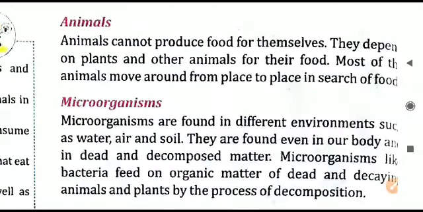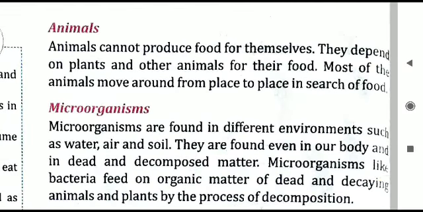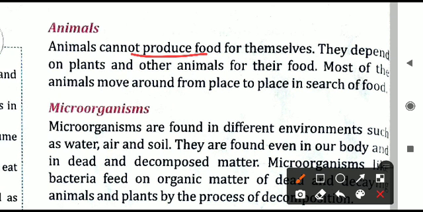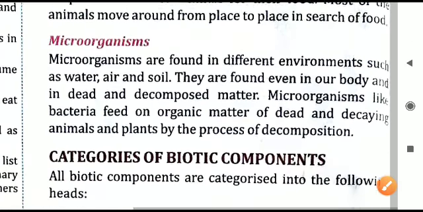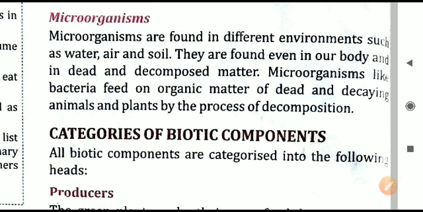Next is the biotic factor regarding animals. Animals cannot prepare their food and they depend on plants as well as other animals. Some are herbivorous, which eat plants, some are carnivorous, which eat other animals. So this is the second biotic factor, that is, animals present in the environment.